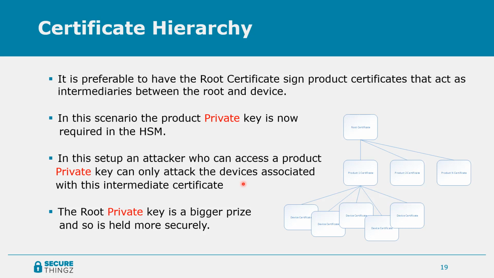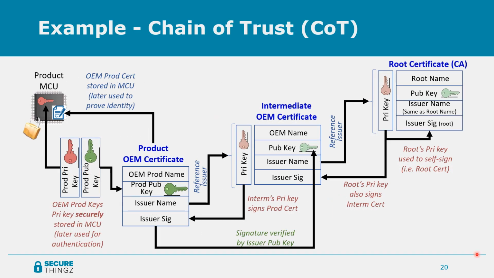However, if you can imagine they got hold of the root certificate, they would have access to all the products ever signed and all the intermediate certificates. So the root private key is a bigger prize, and that's why it's held very securely by these root authority companies. So here we have a chain of trust. This is the whole reason why we have this PKI infrastructure.